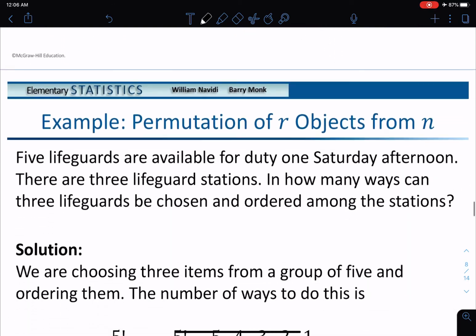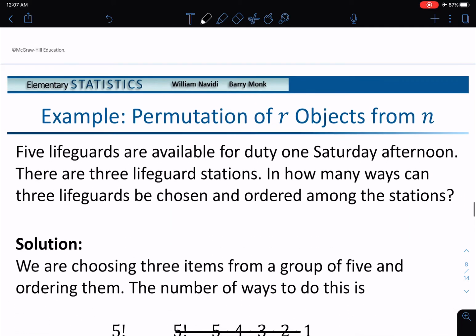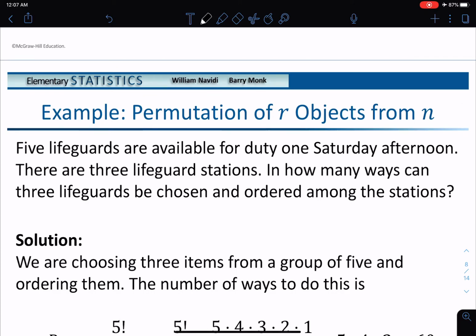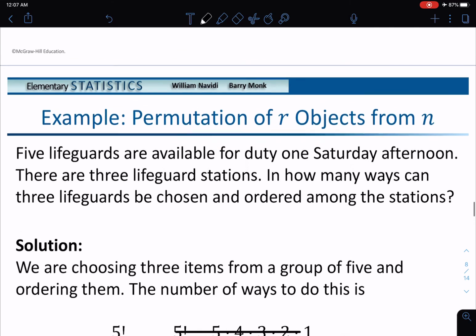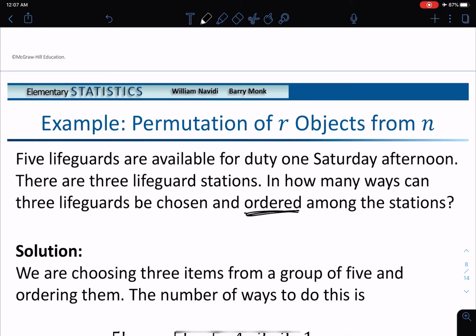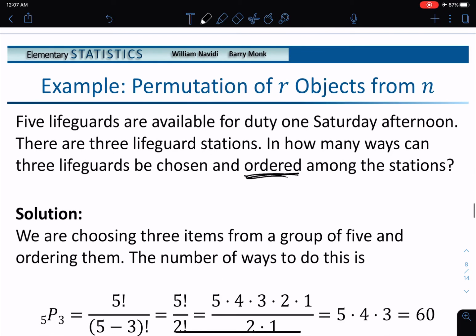Okay, so I think what we did was we had another problem here. It says 5 lifeguards are available for duty one Saturday afternoon. There are 3 lifeguard stations. In how many ways can 3 lifeguards be chosen and ordered among the stations? So some of the important wording here is ordered. And does order matter? That would be another question we might want to ask before we know to use a permutation. So far we only know permutations. We haven't really talked too much about combinations.